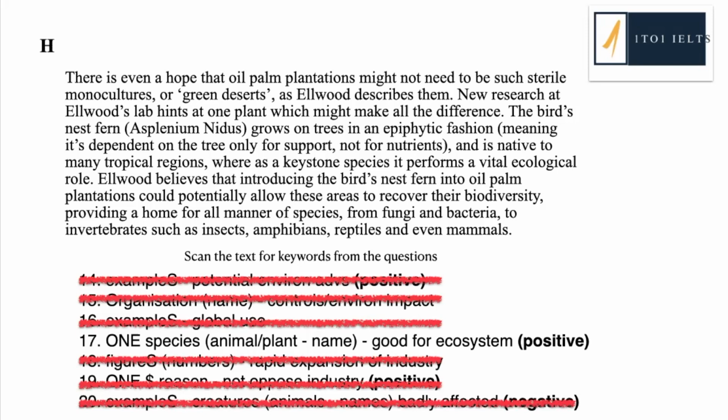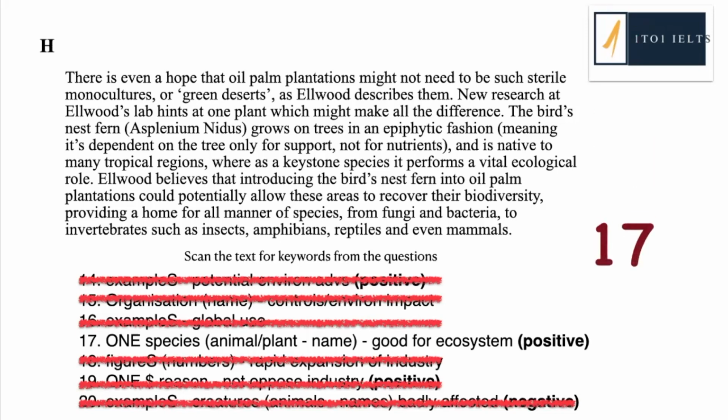Later on in the passage, it says that this species performs a vital ecological role, so a very important role to the environment or the ecosystem. It also mentions that if we introduce this plant into areas with oil palm plantations, it will allow these areas to recover their biodiversity. So that's definitely an advantage. It's a good thing for the ecosystem. And we've got the name of one species. So we will notice that we have actually found our answer, and our answer is 17.